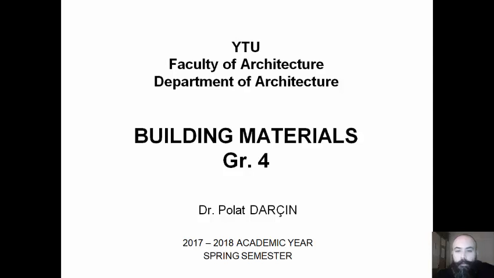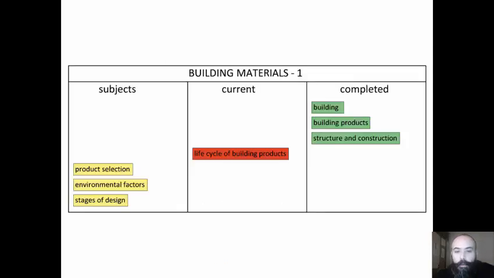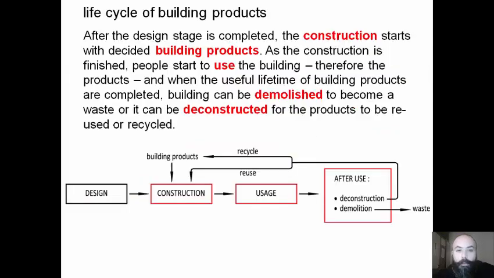In the second part of the first course, we are going to talk about the life cycle of building products. After the design stage is completed, the construction starts with the decided building products. The building products come into the system here in the construction stage. As the construction is finished, people start to use the building. In fact, they are using the products. And when the useful lifetime of building products is completed, the building can be demolished to become a waste, or it can be deconstructed for the products to be reused or recycled.